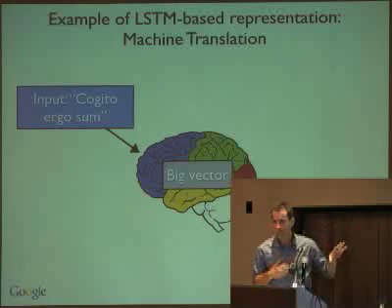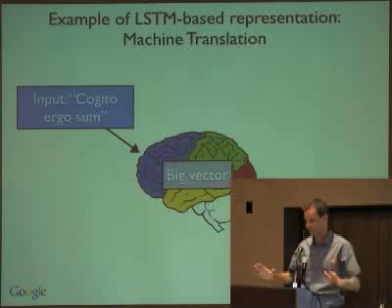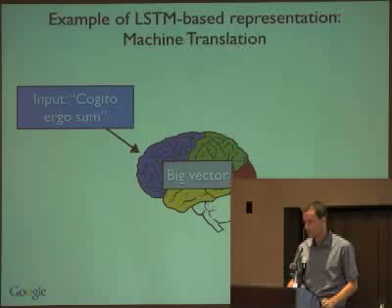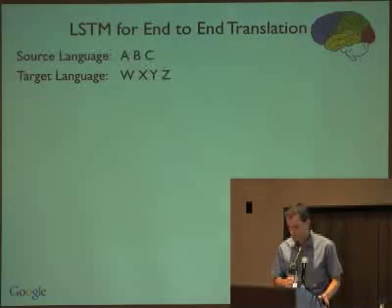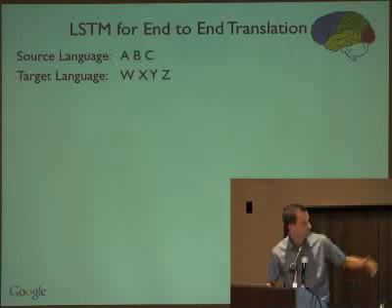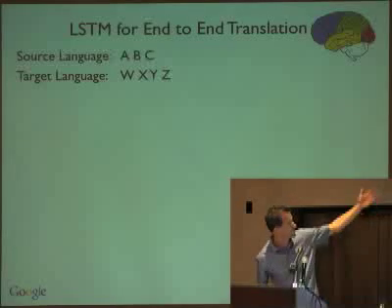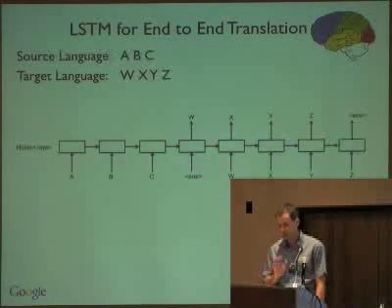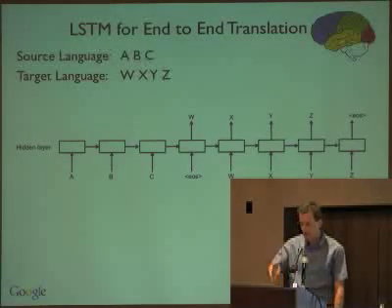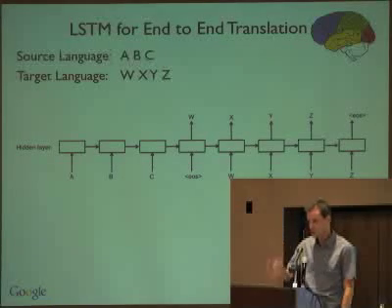The nice thing about this model is it's very pure. You just feed in text, and out comes text in another language. OK, so here's the model. Source language, ABC. Target language, WXYZ. So imagine the source language is English and the target language is French. You feed in the source language one word at a time.